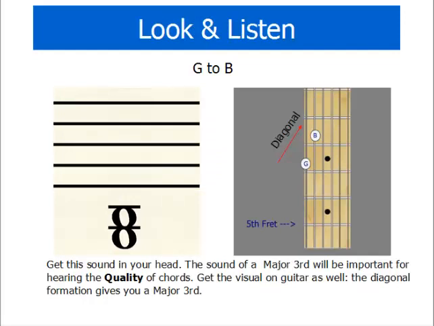So now we're going to look at that diagonal. And get your guitar now and play the low G with your third finger. Or your second finger. Third or second, doesn't matter. Now play that diagonal, and you got the B. Listen to the sound. A major third.